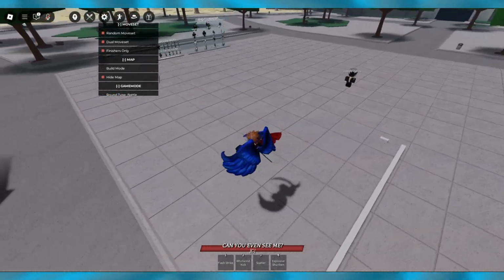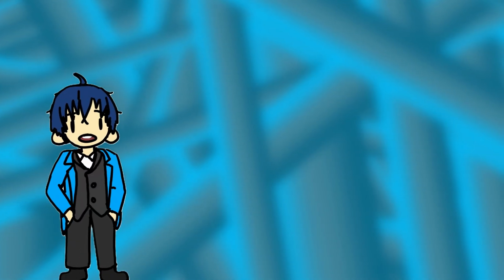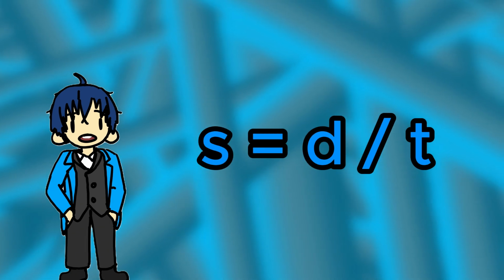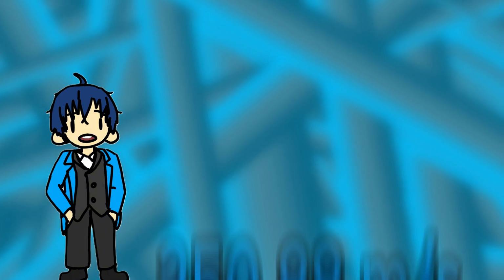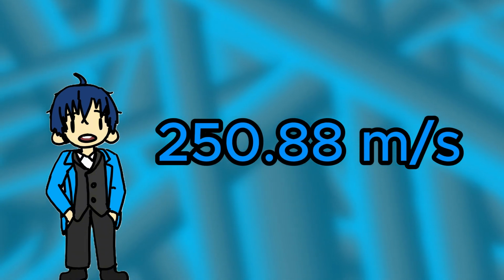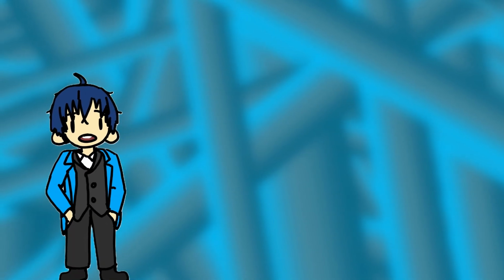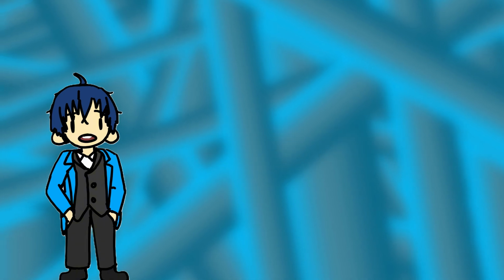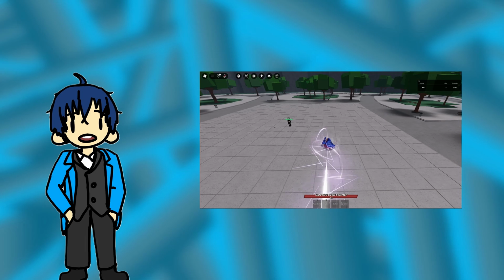Now 56 studs times 28 centimeters is 1568 centimeters. Then into meters would be 15.68 meters. Speed is equal to distance over time, so 15.68 divided by 1/16 is 250.88 meters per second. Now that's fast. But the speed of sound in air, for example, is 343 meters per second. So logically, based off of the move not making a sonic boom, this could be a fair analysis of the situation.